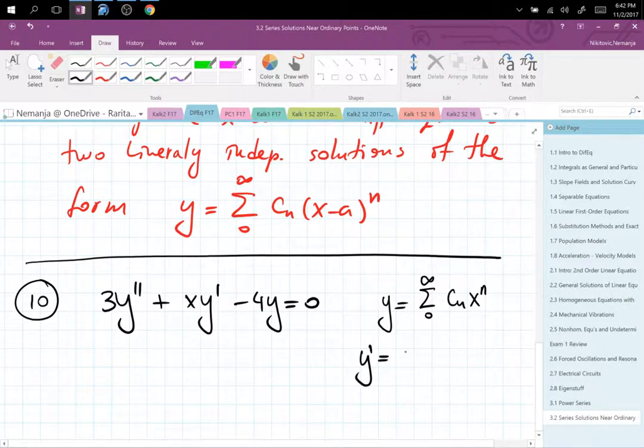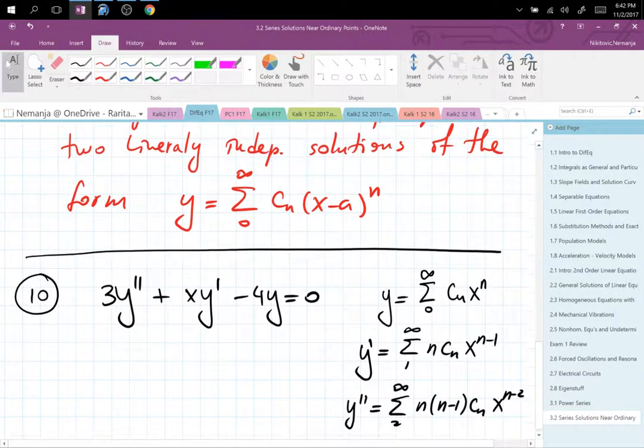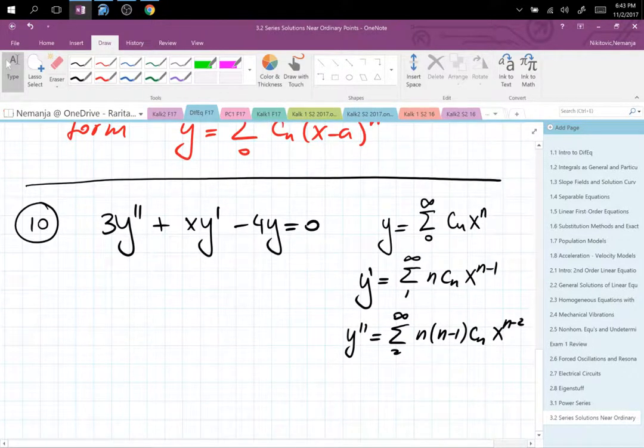So y prime, the derivative of this, starts at 1, goes to infinity, and we know it's n cn x to the n minus 1. And y double prime is summation 2 to infinity of n times n minus 1 cn x to the n minus 2. Now guys, this is really tricky. You don't want to shift counters yet because you don't know what's awaiting you in the differential equation until you plug everything in. Remember the one where I said you plug x inside? We are going to do that here. So you have to be careful about that.